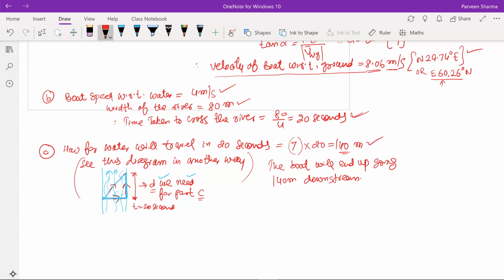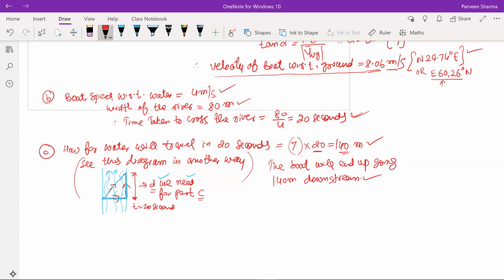So water is going at 7 meters per second in north direction. In 20 seconds, for the time the boat is in the water, the water will have traveled 140 meters downstream. So that's how far the boat will end up coming on the other side. So that's this question.